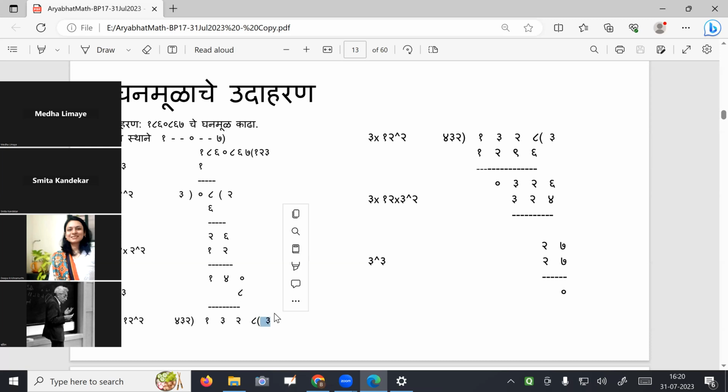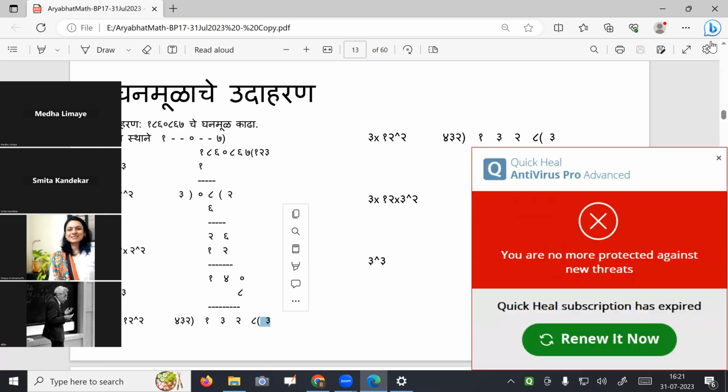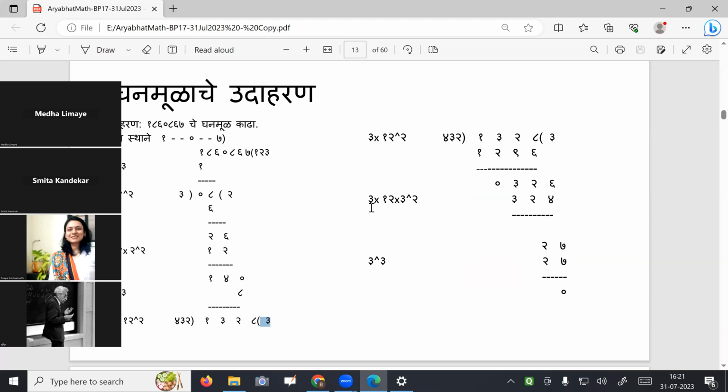And 1 to 3 is the cube. After you get that 3, it is like a plus b into c square. Then you have to subtract 3, this is a plus b, and c square you have to subtract. And finally you are subtracting c cube. And then you are getting 0. So this is actually a plus b plus c bracket cube, kind of.